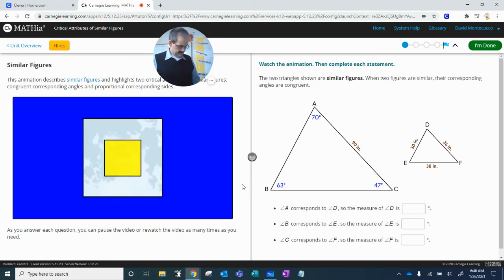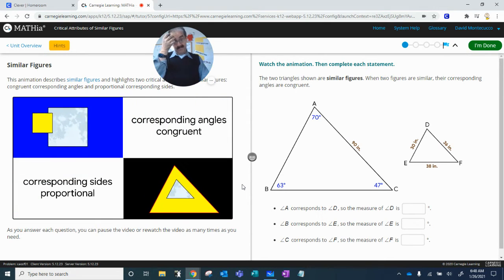When two figures are similar, they have two important features. All of their corresponding angle measures are the same. And you can multiply or divide all the side lengths of one figure by the same number to get the corresponding side lengths of the other figure.